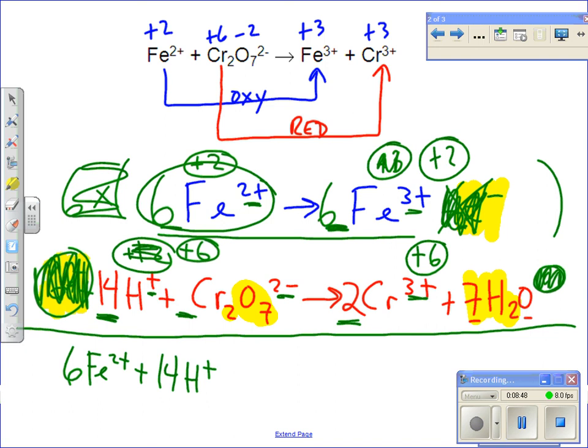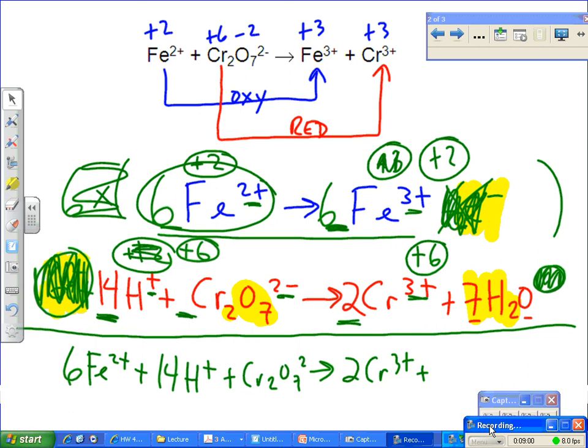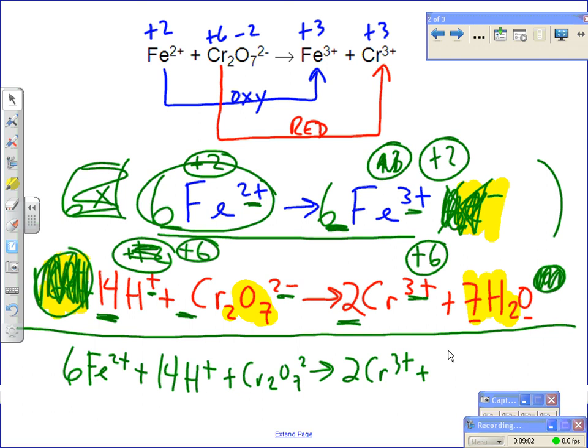14 H plus, Cr2O7 2 minus, arrow, 2 Cr3 plus, 6 Fe3 plus, 7 waters. That is my final answer. My redox balancing is done.